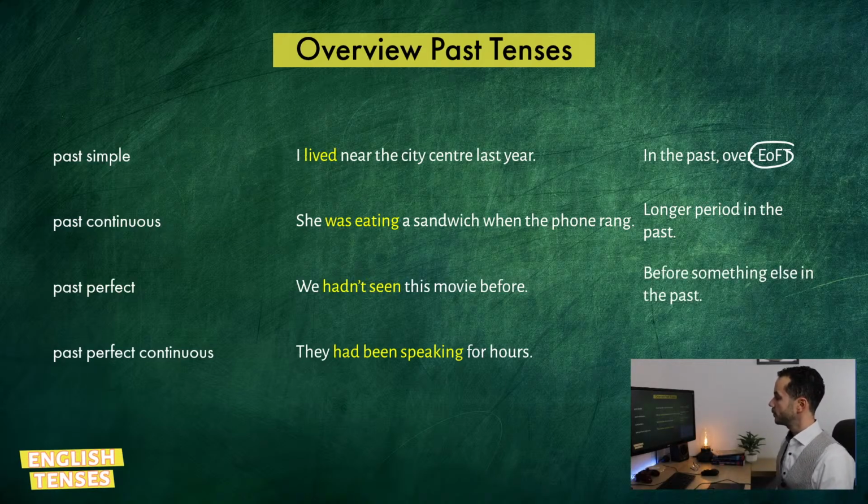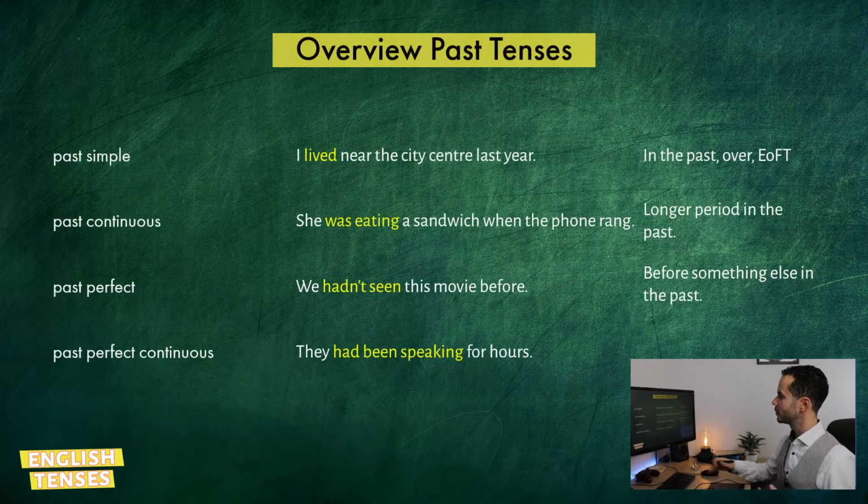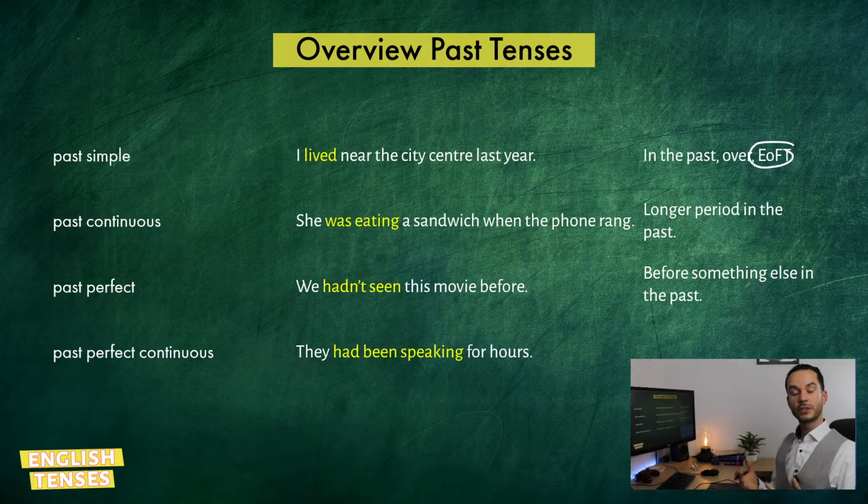Then we get past perfect, which is used when something happened before something else in the past. So if you want to put emphasis on the order of events, we use past perfect. And finally, we have past perfect continuous, which I moved on to quickly, which is the same. We want to put emphasis on duration. We want to talk about something that went on longer, but for something that happened before something else in the past.